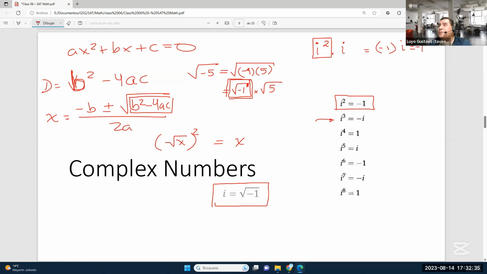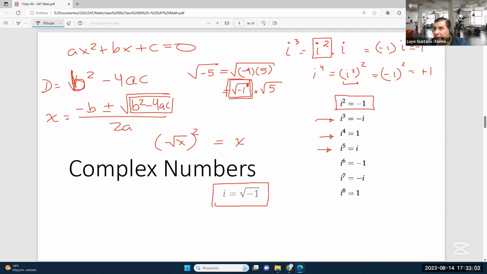Right? This would be I cubed. Now, what about I to the 4th? Since I to the 4th is the same as, for example, I squared, squared again, and since I squared is simply -1, if I square -1, this will give me +1. And then a cycle begins that repeats over and over.